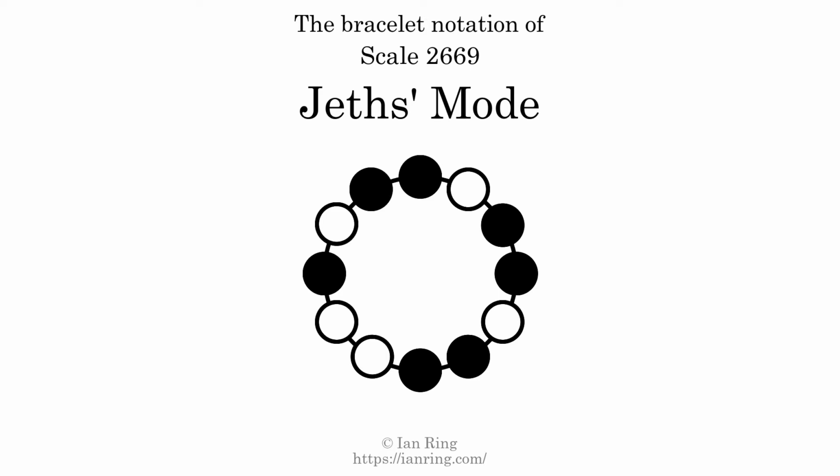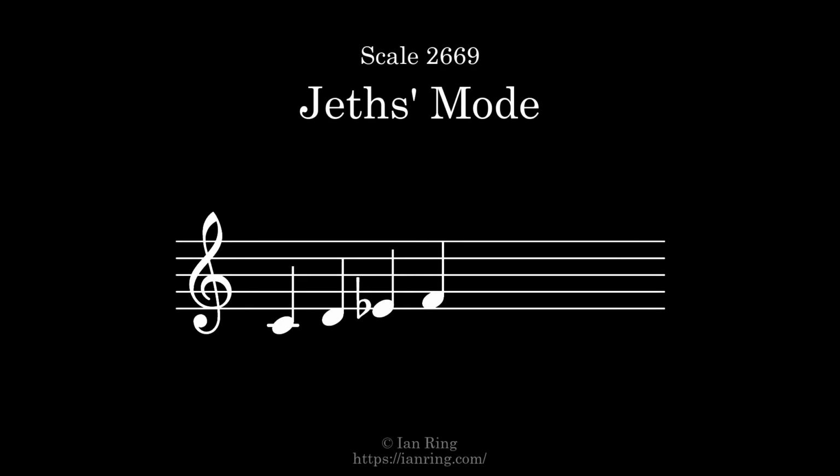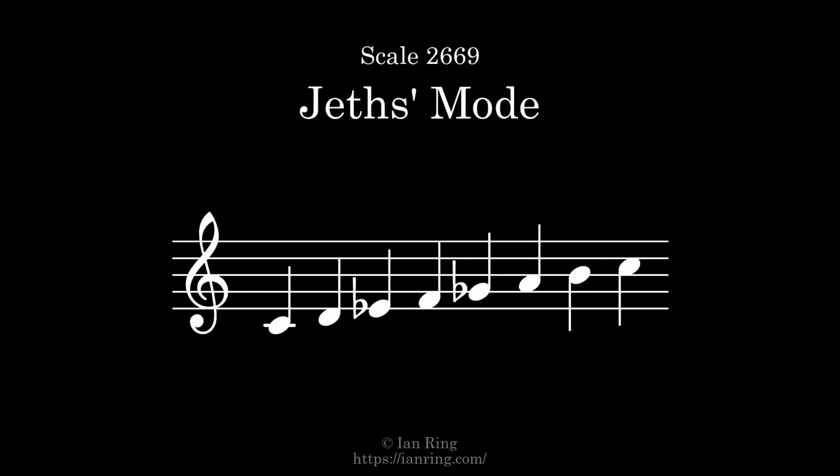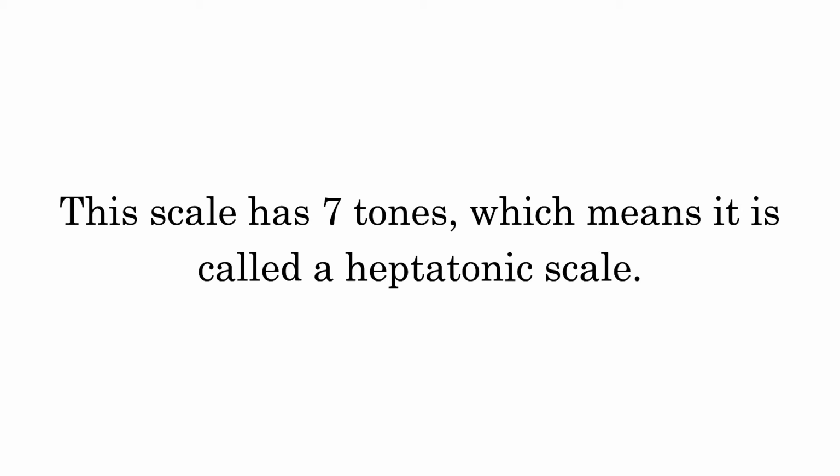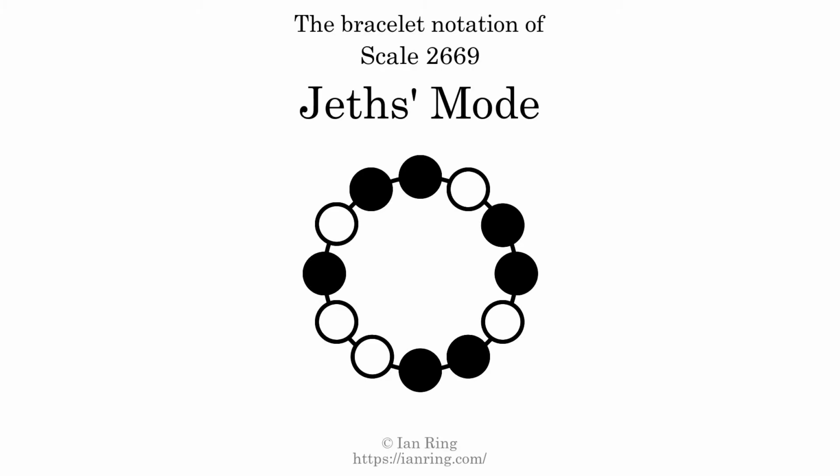2669, Jeths Mode, which sounds like this. This scale has 7 tones, which means it is called a heptatonic scale. This is a bracelet notation diagram of scale 2669. The shaded circles represent tones that appear in the scale, and they are read clockwise, starting at the top.